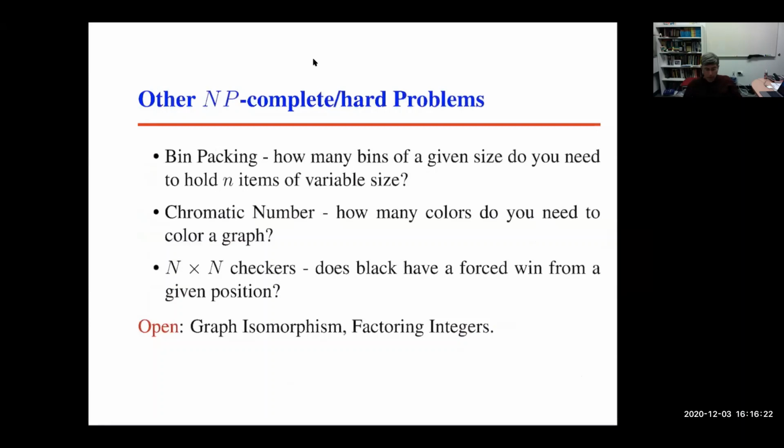A problem is NP complete if it is as hard as satisfiability and it is in NP. That is, you could check the answer quickly if I gave it to you. Any questions about it?